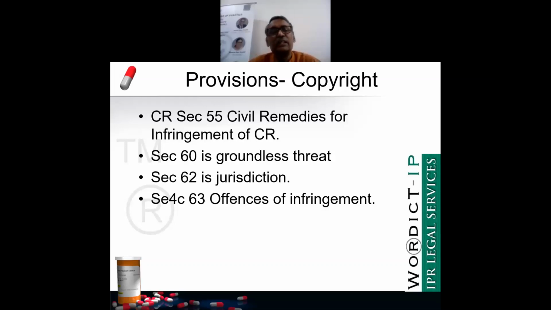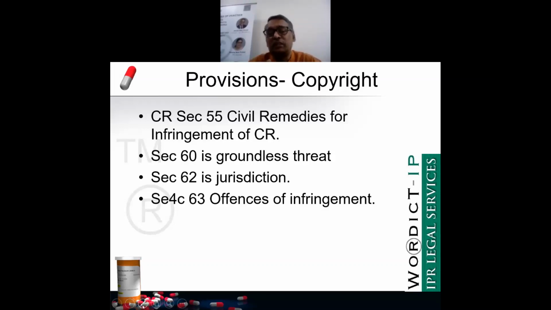Then section 62 of the Copyright Act is also clear on the jurisdiction. It says the suit shall be filed at the place where the plaintiff is residing or ordinarily carries on his business. That is section 62, something similar to the Trademarks Act. Then you have section 63, which is offences of infringement.